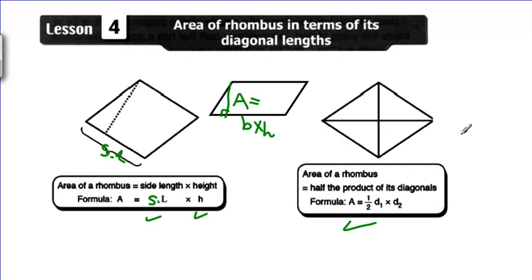Not like the square. Do you remember the area of a square? It will be equal to half d times d. Why? Because the two diagonals are equal in the square, but in the rhombus the two diagonals aren't equal, so I will call the first one d1 and the second d2. Okay, so I have two rules for the area of a rhombus: the first according to side length and height, and the second according to the diagonal lengths.